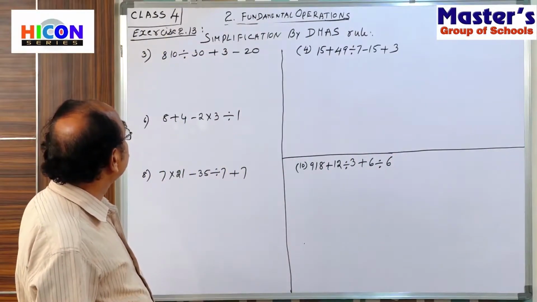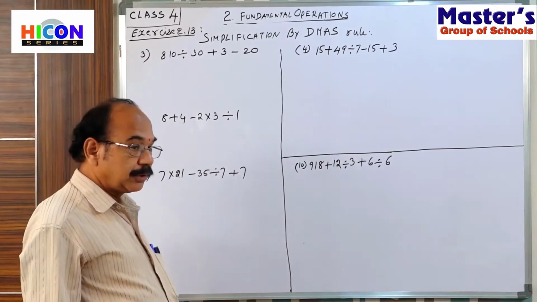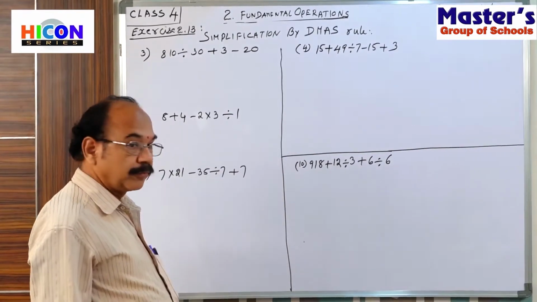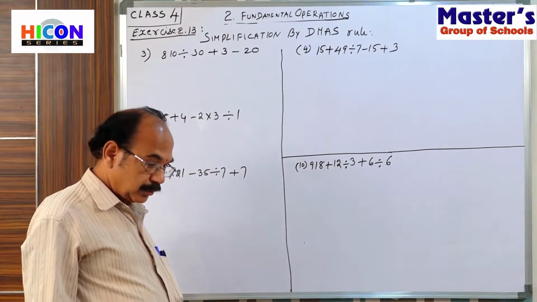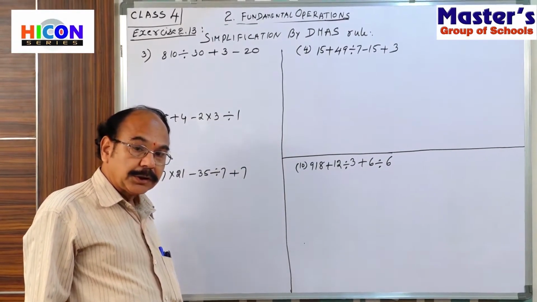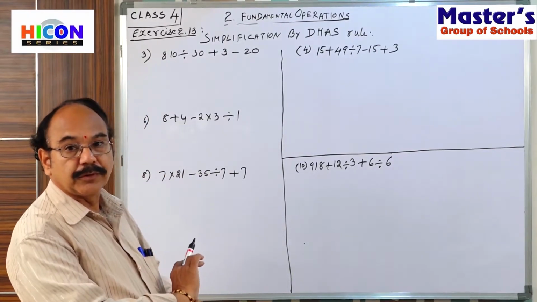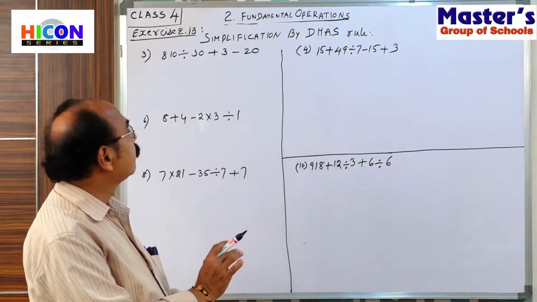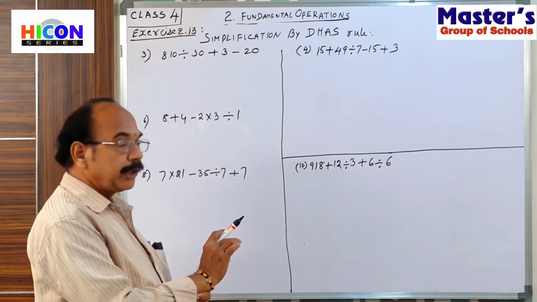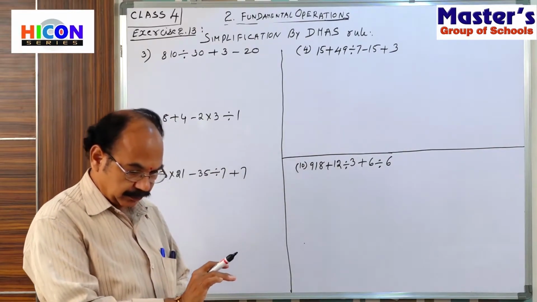Students, now in exercise 13, some simplification problems are there. These problems you write in simplified form by using the DMAS rule. Okay, DMAS means what?